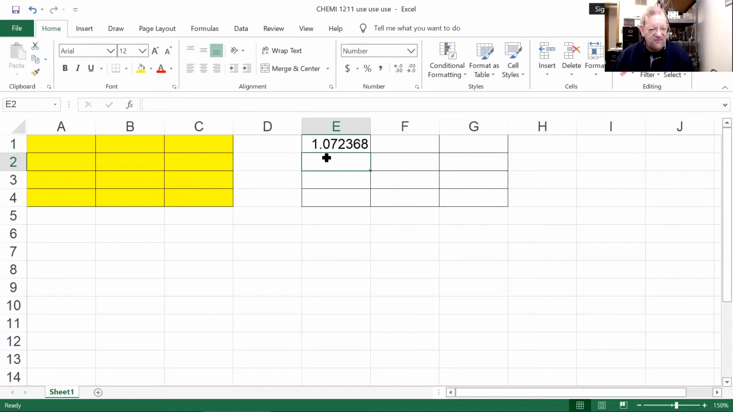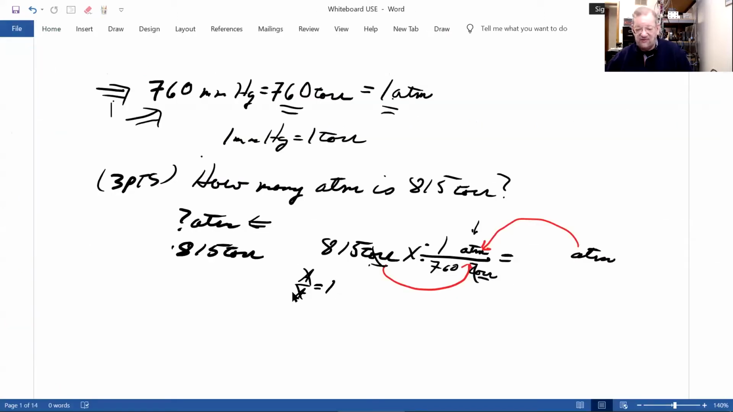Keep the 1, keep the 0, keep the 7. Use the 2 to round off. That's 4 or less. So the answer here is 107. Actually 1.07. Whoa. And that's how you do it.